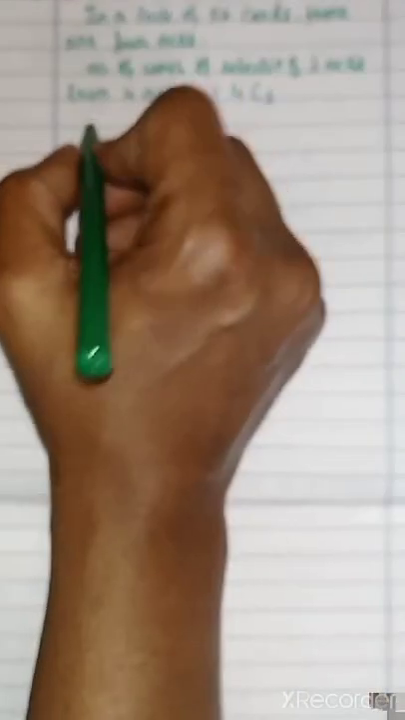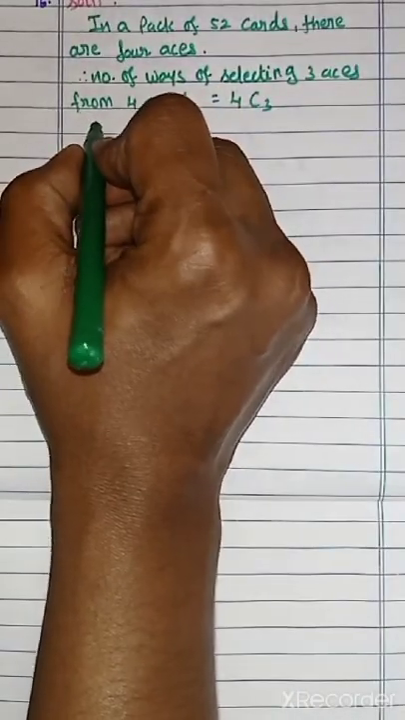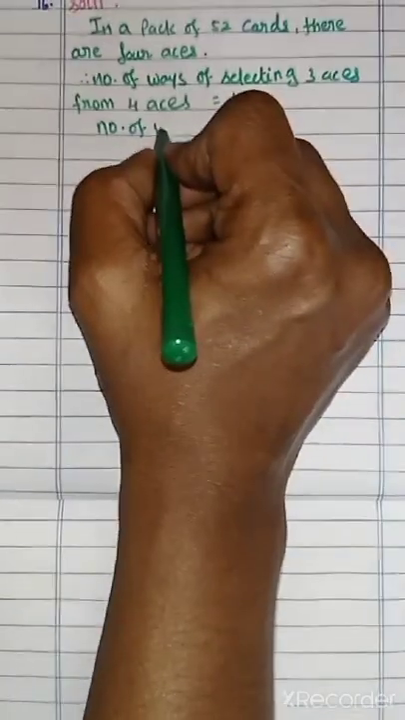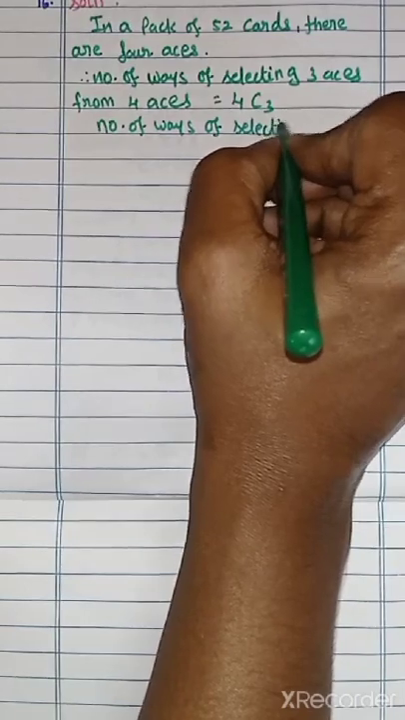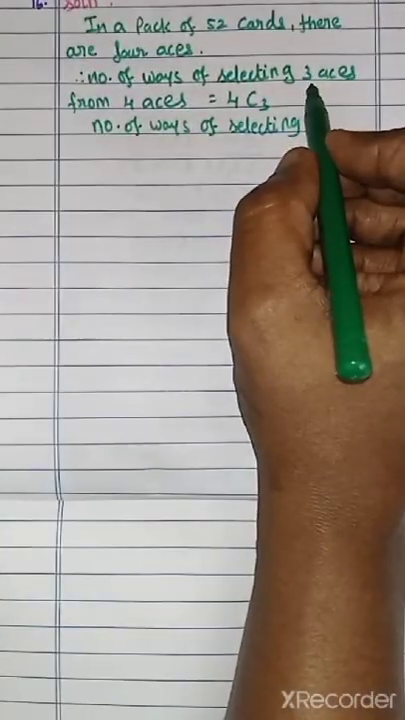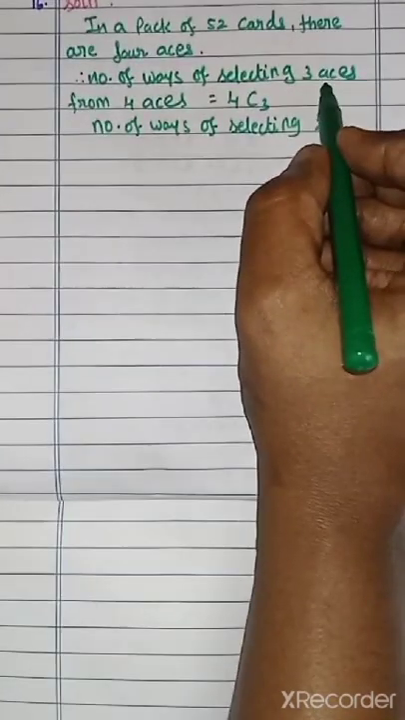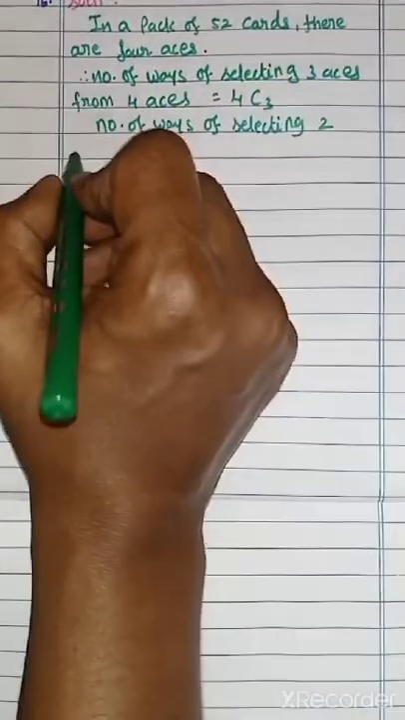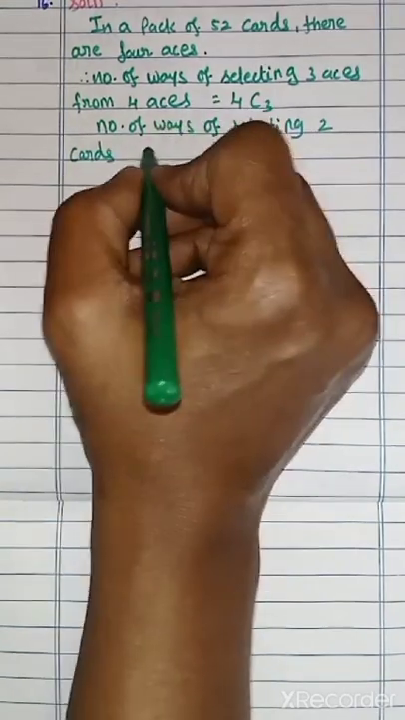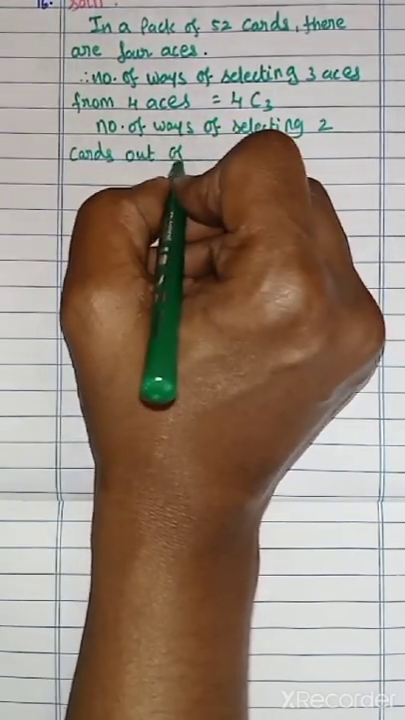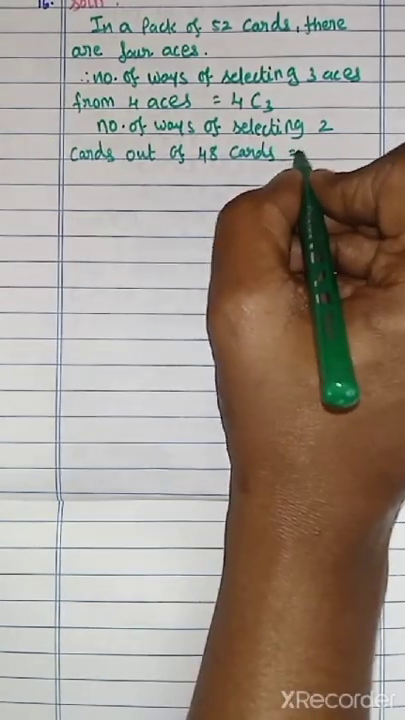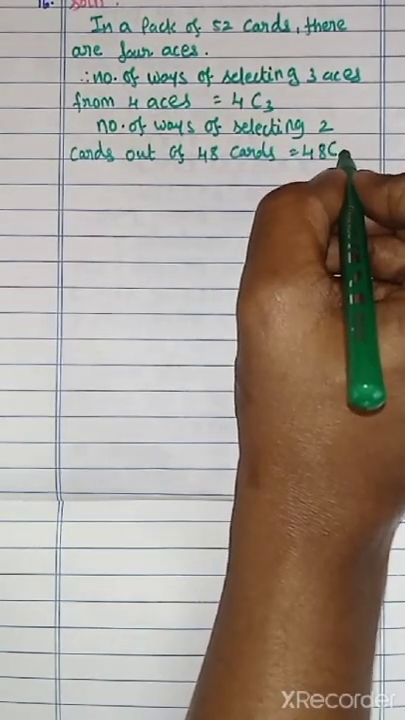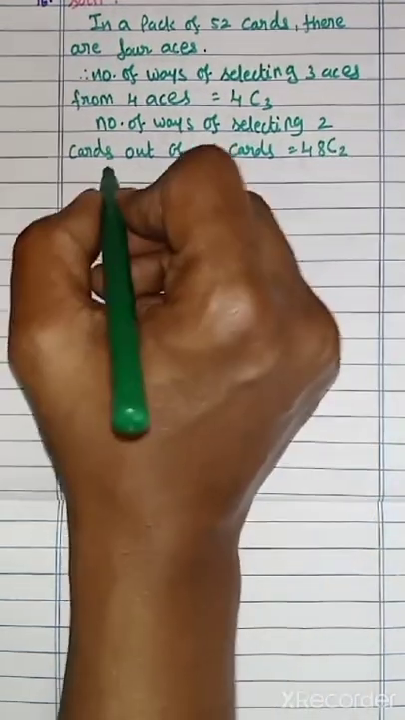Correct? Next, what is the thing? Number of ways of selecting remaining 2 cards, right? Totally 5 cards we have to pick. Out of 5, 3 is done and remaining is 2. Okay? So 2 cards out of 48 cards. That is equal to 48C2.